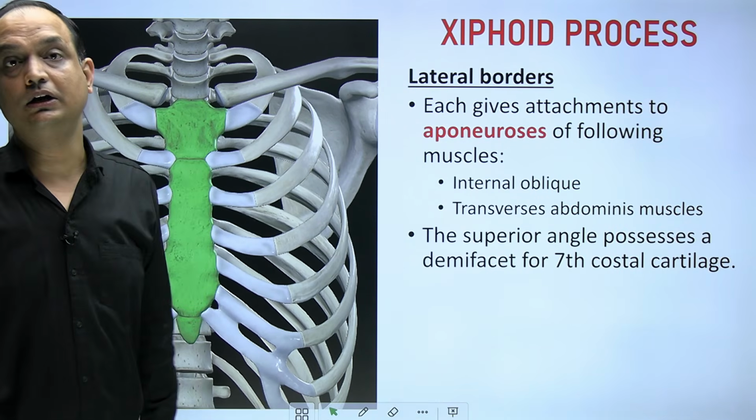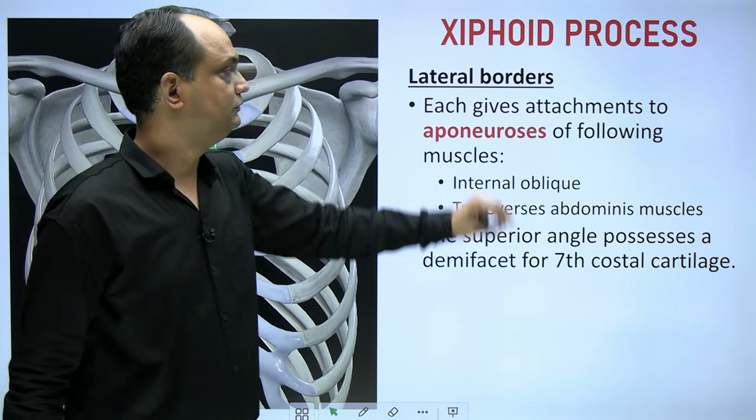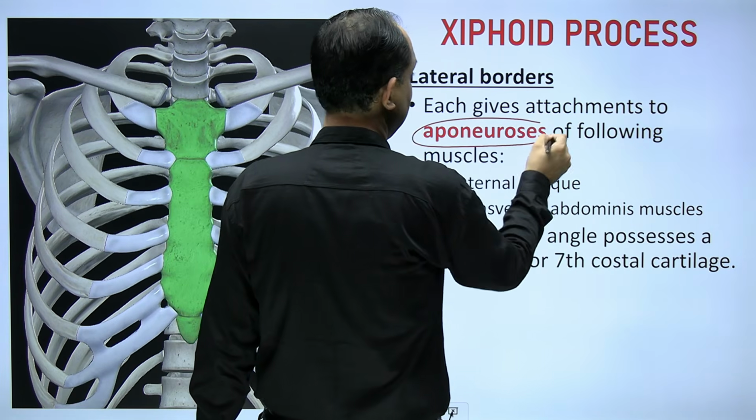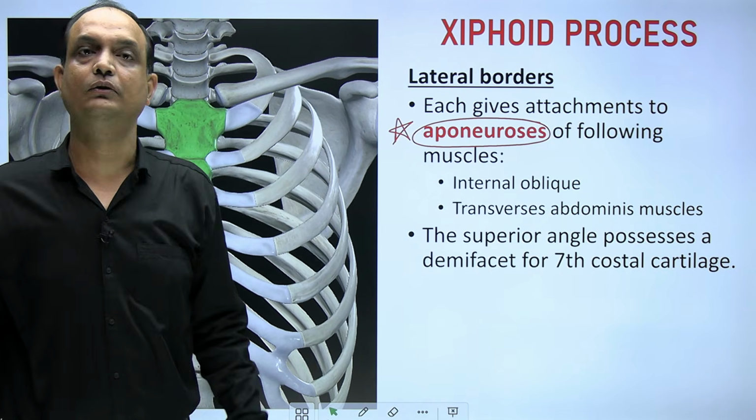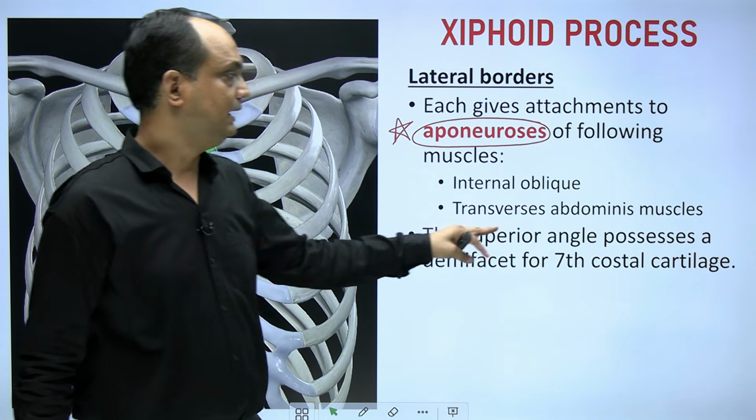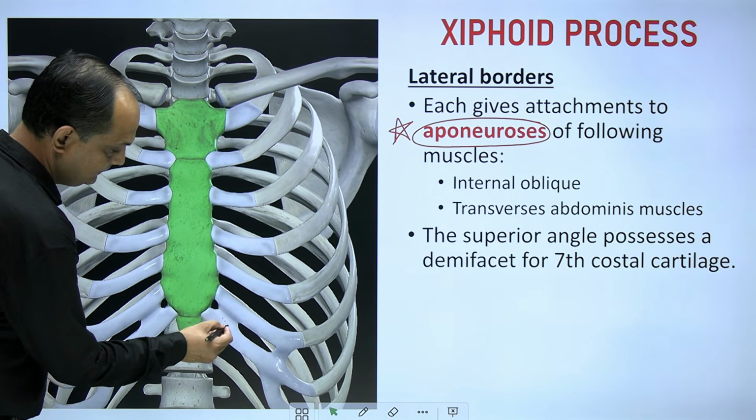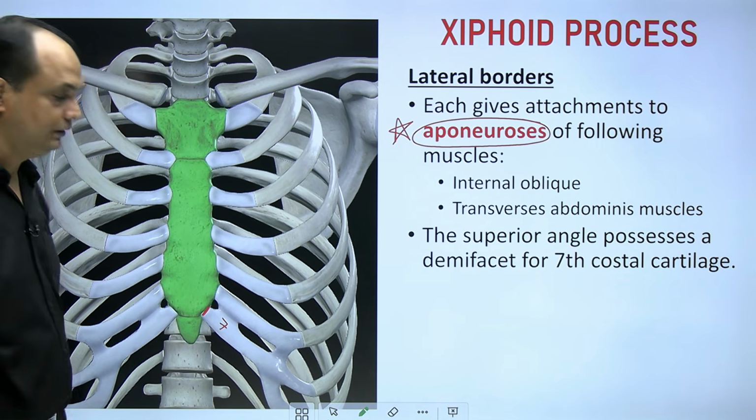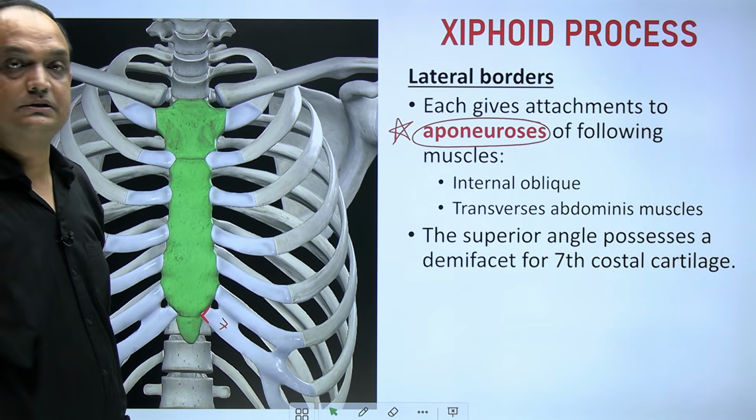Now what about the borders? It has the two side borders. These borders also give attachment again to the aponeurosis. It is not the muscle, again I am saying this, it is the aponeurosis, and these are the two inner layers of the anterior abdominal wall, the internal oblique muscle and transversus thoracis. The superior angle possesses a demifacet, which I already told you is for the 7th costal cartilage. Half of the costal cartilage is attached on the lower end of the body, and half of the costal cartilage is attached on the side of your xiphoid process.